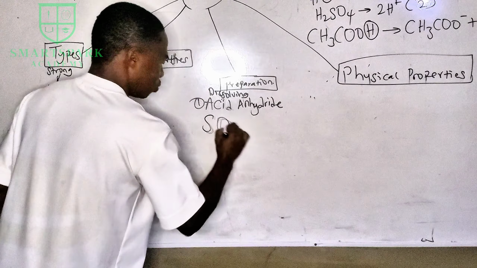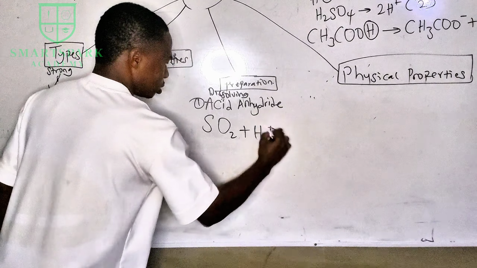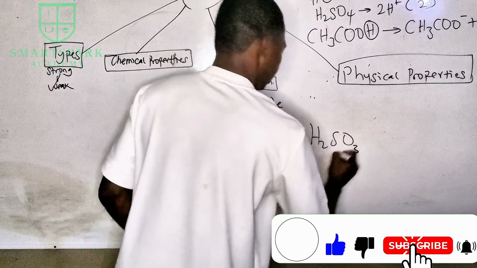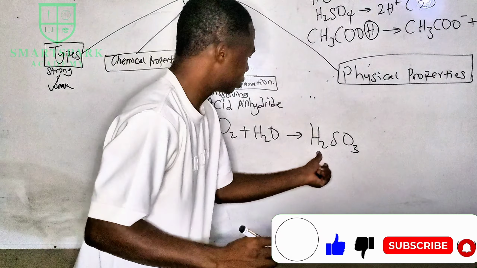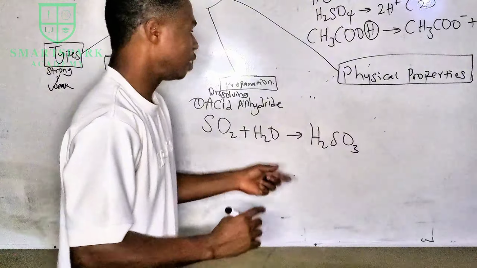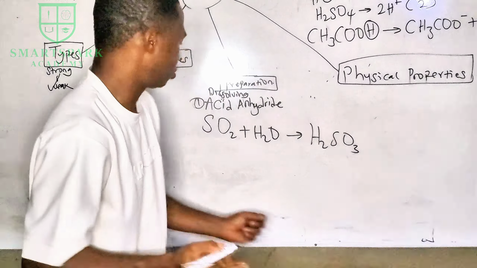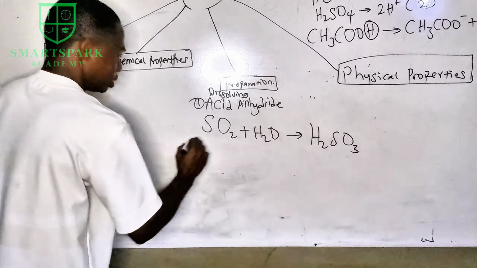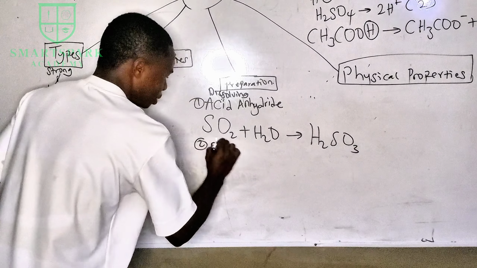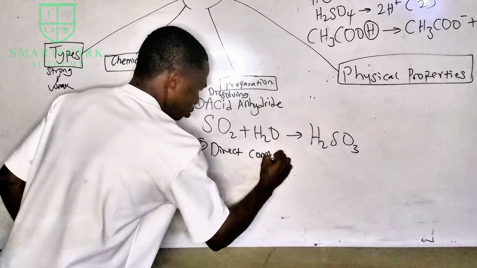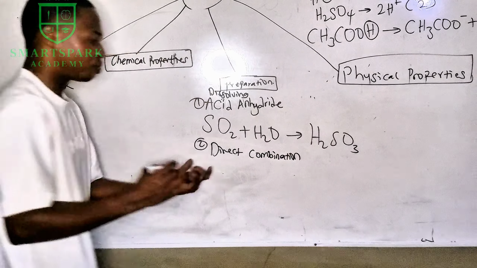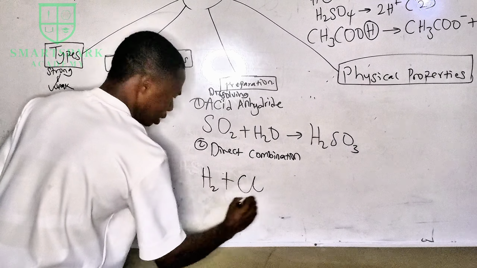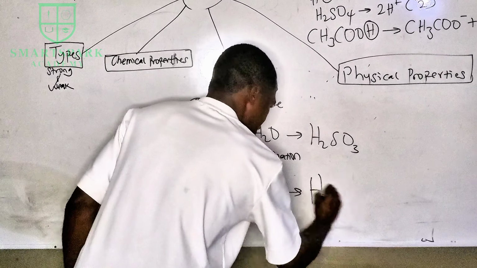Example, sulfur(IV) oxide plus water will give you H2SO3. This is hydrogen trioxosulfate(IV). If you go further, you will get H2SO4. This is an example of how an acid is formed. This is an acid. Okay, the next one now will be through direct combination. For direct combination, we have hydrogen plus Cl2. Hydrogen is a gas. So we have HCl.